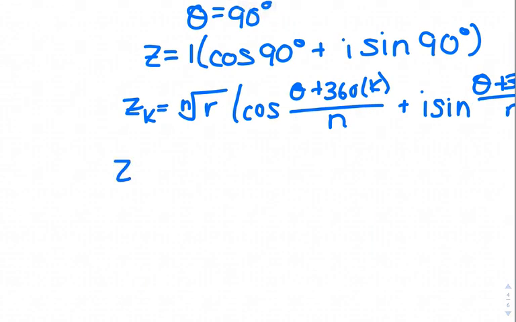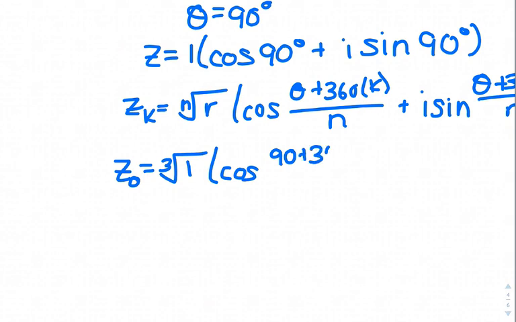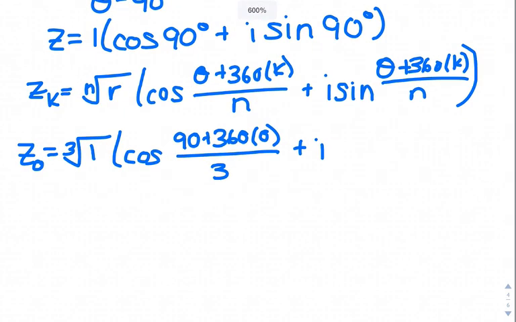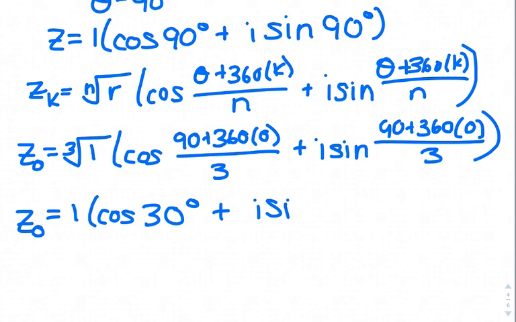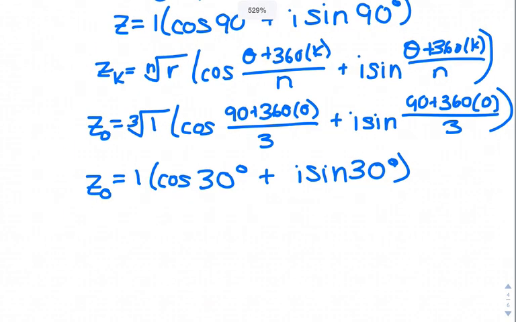So starting with k being 0, this would be cube root of 1 cosine of (90 plus 360 times 0 over 3) plus i sine of (90 plus 360 times 0 over 3). So to simplify this then, z0 would be 1 times cosine 30 degrees plus i sine 30 degrees. So that's z0. Then I would do the same thing with z1.